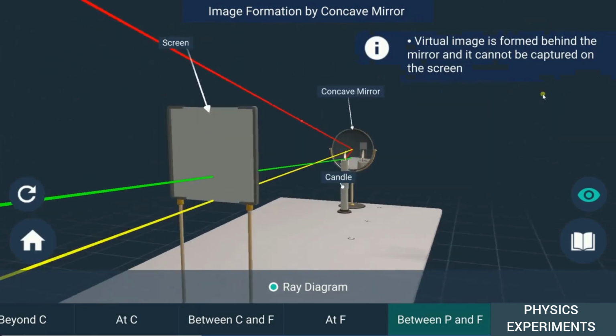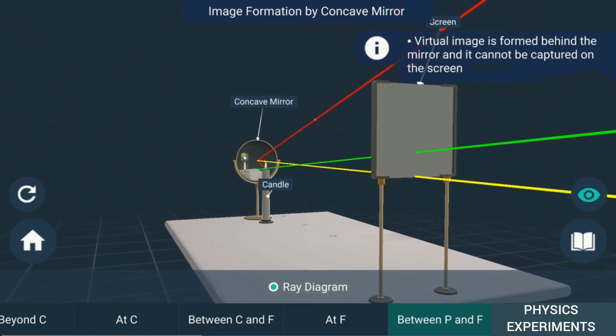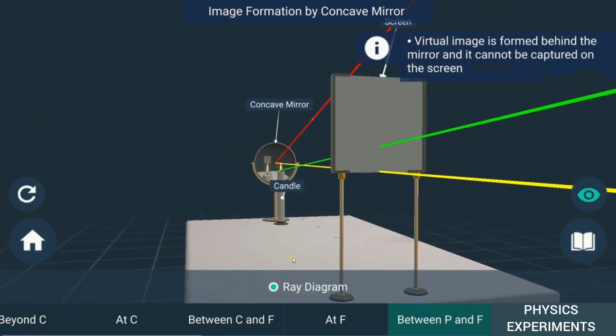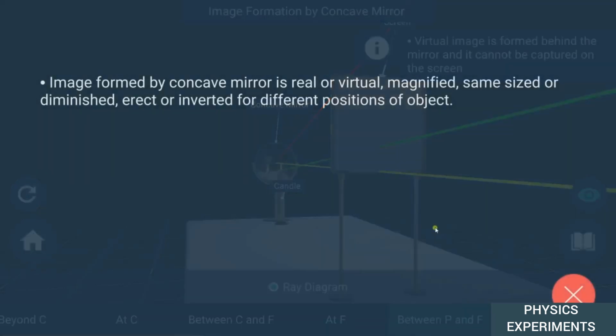Hence, we find that the image formed by a concave mirror is real or virtual, magnified, same-sized or diminished, erect or inverted for different positions of the object.